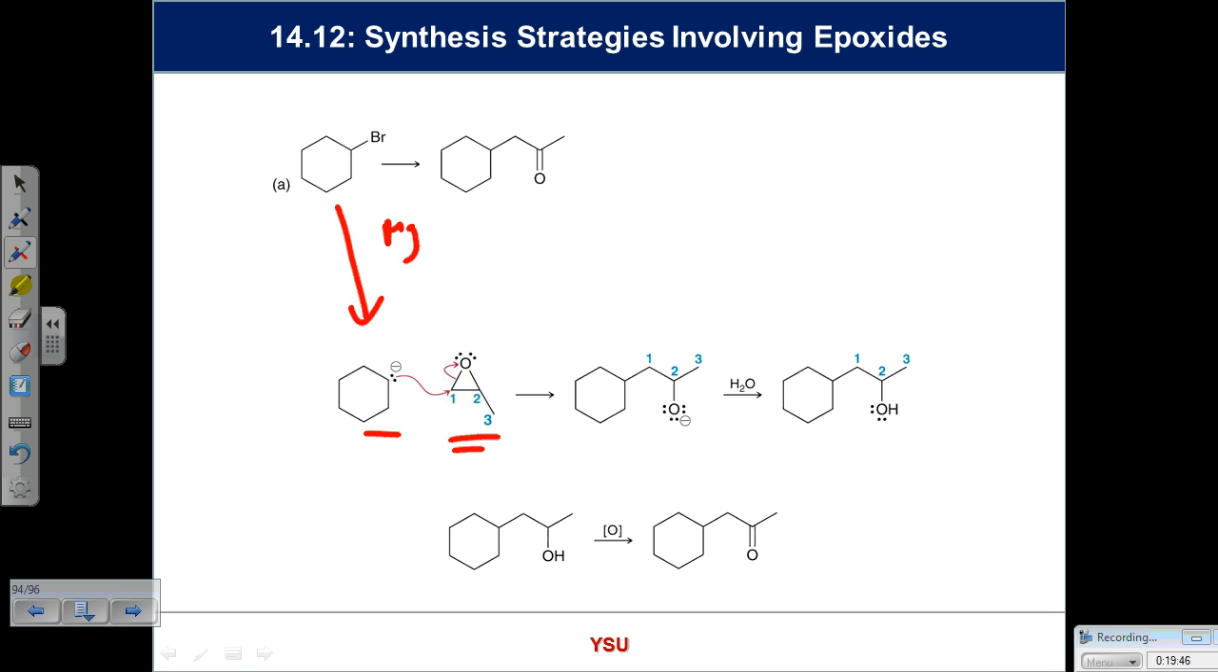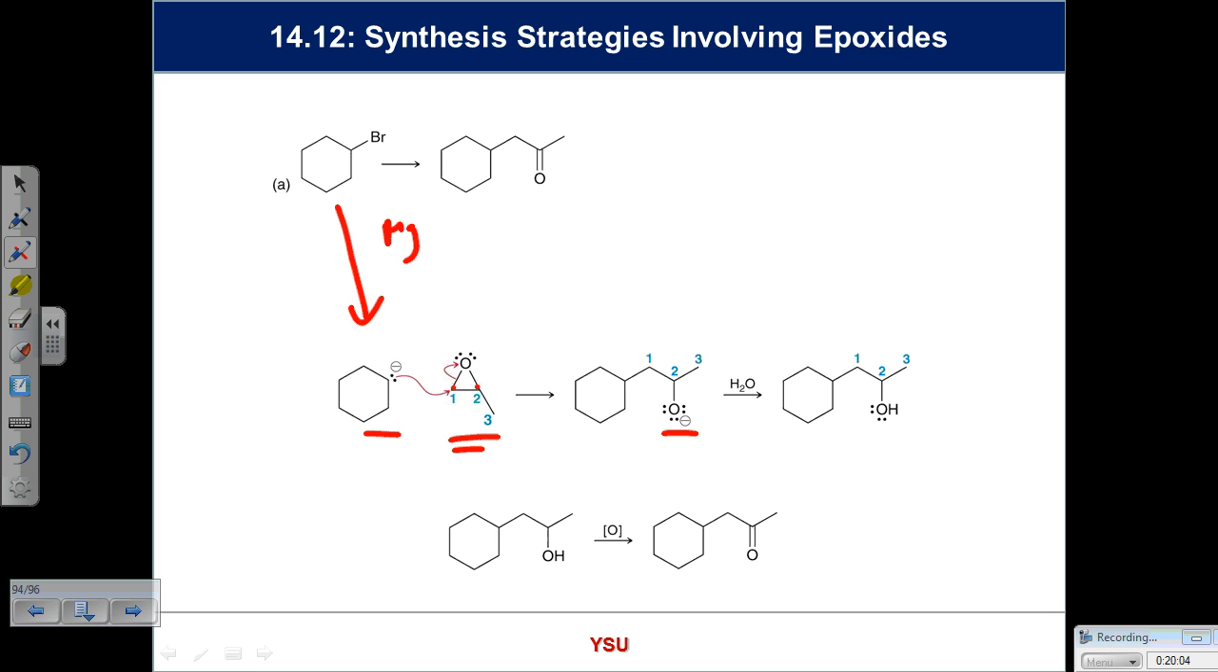Maybe this was made from propene. You epoxidized propene or something like that. You can make propene from propanol. Why is it attacking carbon 1 and not carbon 2? Steric environment. It's less crowded at carbon 1. It's a nucleophilic attack, so we're going for that particular carbon.